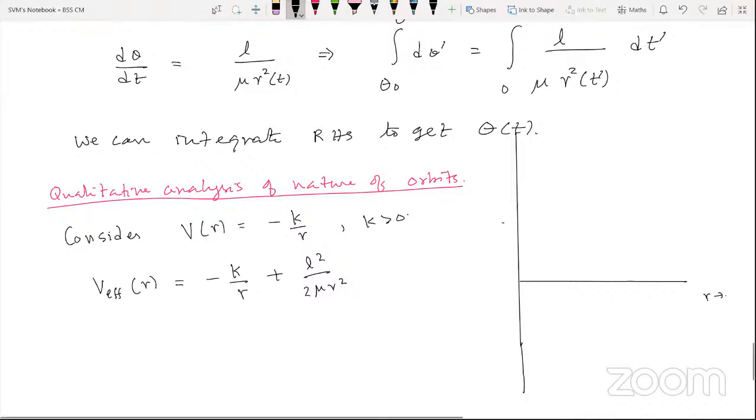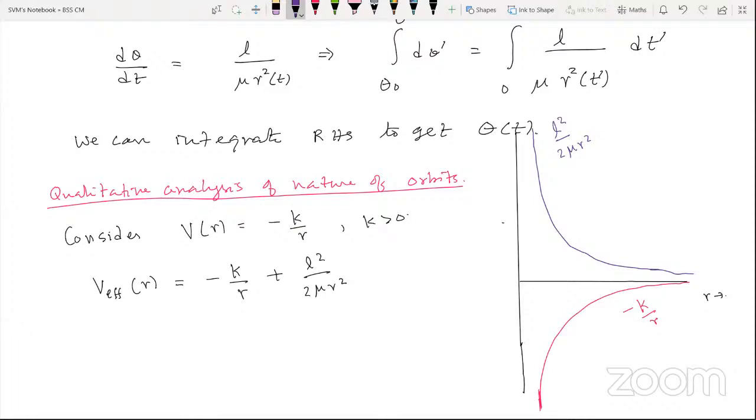Now I'm going to draw this minus k by r. Let's say minus k by r will be something like this. Okay, this is minus k by r. This goes to infinity only as r goes to 0. And then I will also draw L square by 2 mu r square. That is a positive term. So you will have something like this. This is L square by twice mu r square.